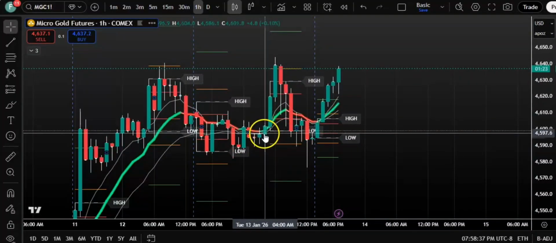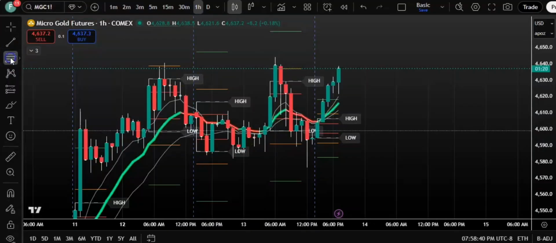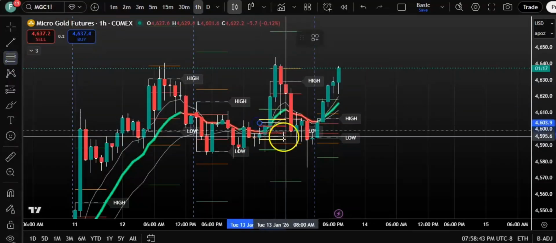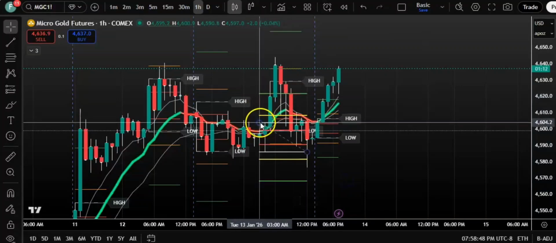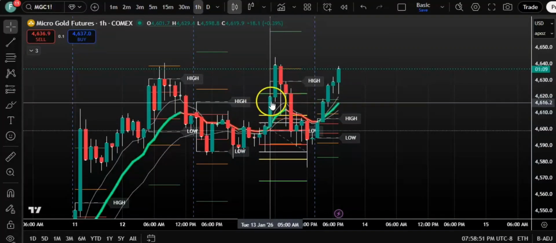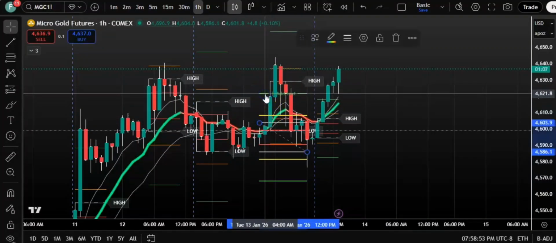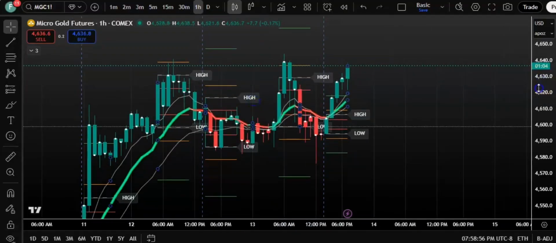But yeah, if you took it right here, if you did it on top of this candle right here, it would have hit your TP right here. Your entry would have been here and would hit your TP here. If you did it 1 hour earlier, but you know, both work.